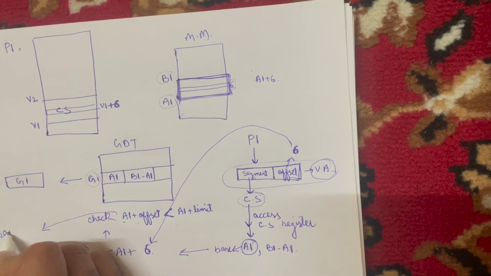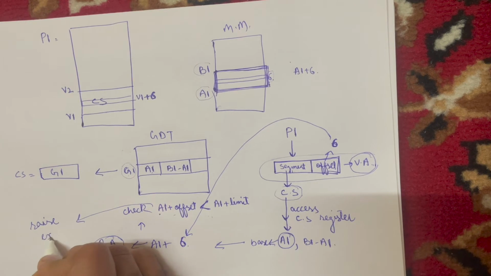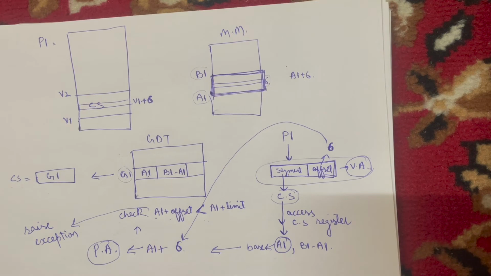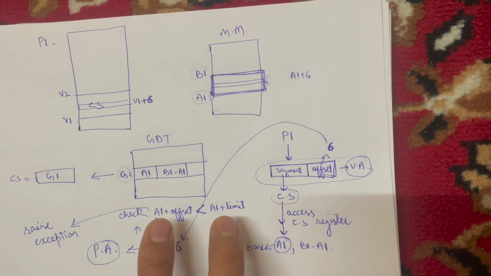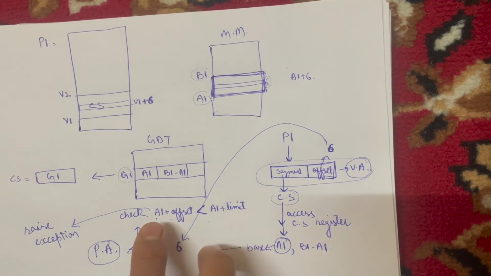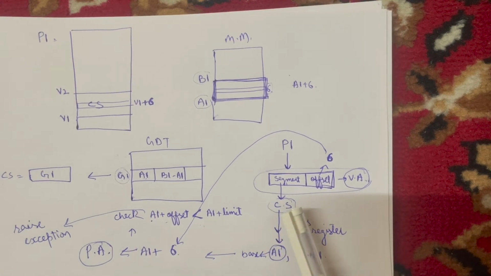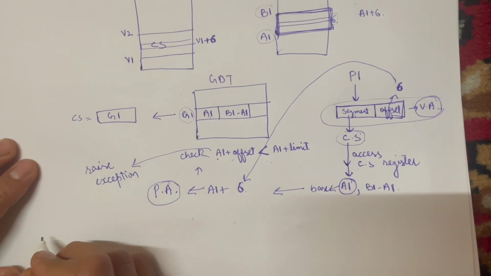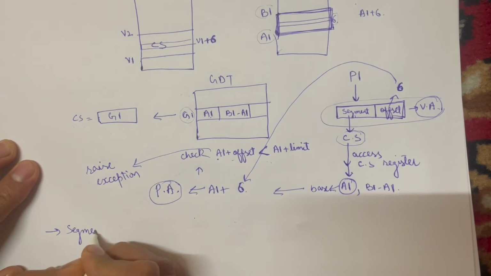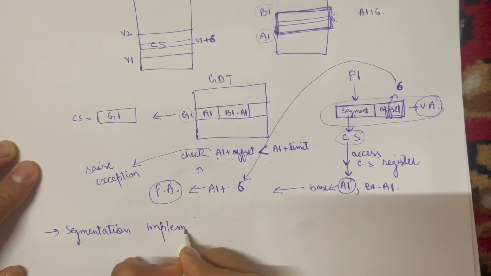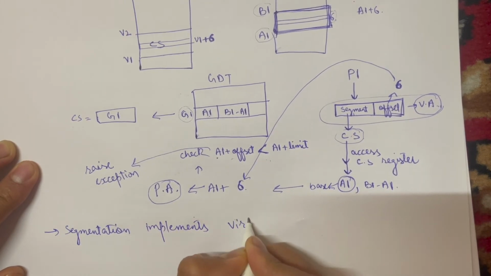Raise an exception means that we will inform the operating system, or we will inform our system, that there is some unwanted access. Okay, fine. So we have handled the security issue here. One process won't be able to access the segments of the other process. It can only access its own segment. So this is how segmentation implements virtual memory.